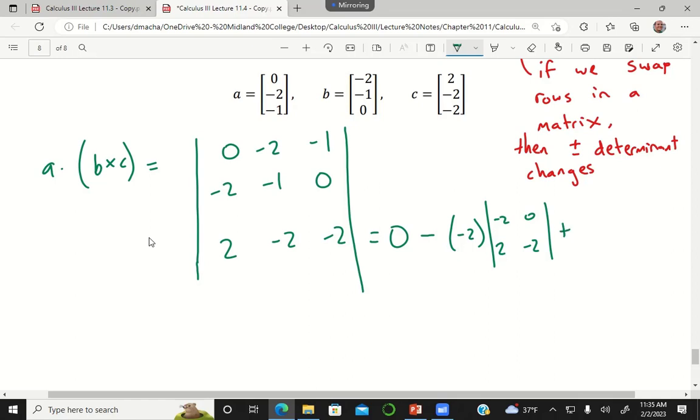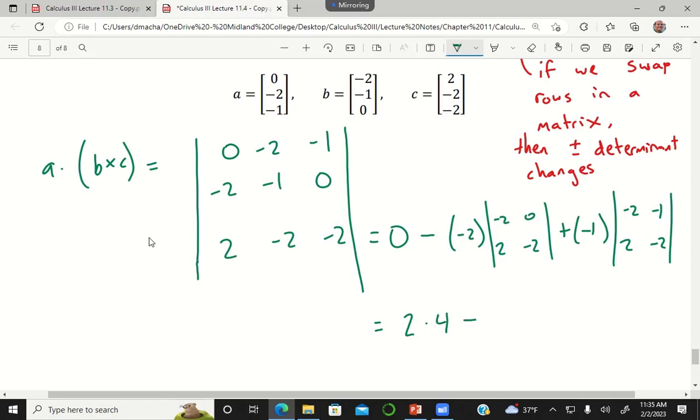And then plus negative 1 times what 2 by 2 matrix determinant? Yep, okay. So then I'll leave off that 0. 2 negatives make a positive. And then what is this determinant, the first one? Should be 4, yeah. It is negative 2 times negative 2 minus 2 times 0, so that should be 4.